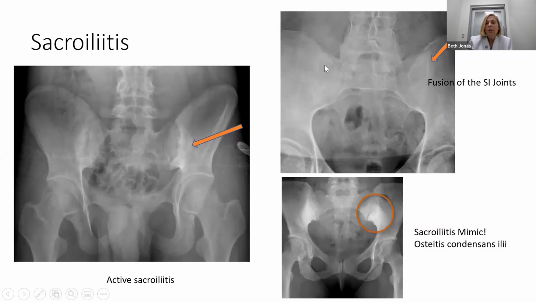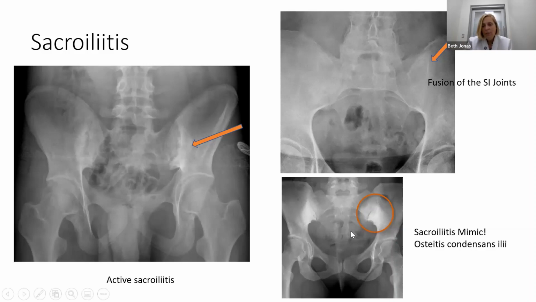In this picture at the top, you can see essentially fusion of the sacroiliac joints. You don't see any joint at all. They have just completely fused. And you can live a happy, healthy life without sacroiliac joints. The problem is that oftentimes in patients with spondyloarthropathies, that can also then involve the rest of the axial skeleton.